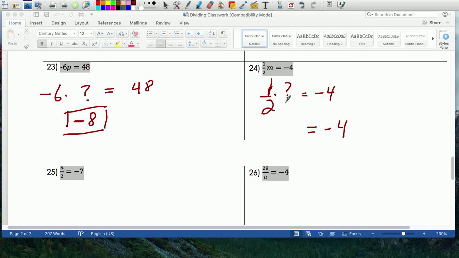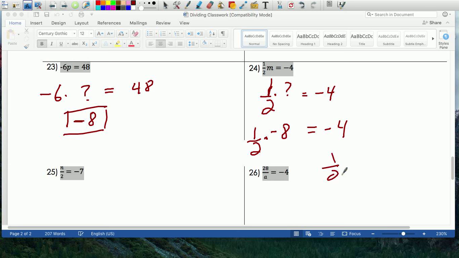Well, it can't be a positive number because half times a positive number, positive times a positive, won't give you a negative. So whatever this mystery number is, it has to be negative. Well, what's half of what number equals 4? Well, it has to be 8. Half times, 1/2 times negative 8 equals negative 4.